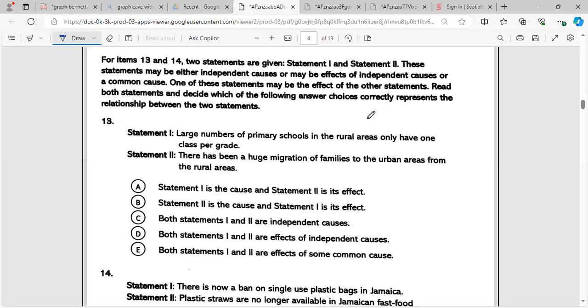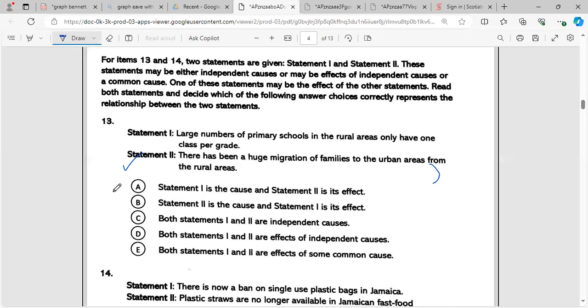You're correct. Guys, think about it. I agree. The reason why they only have one class is because they don't have enough students, right? And the reason they don't have enough students is because the families have gone to town. If you live in the country and a lot of families move to a town, you're going to have fewer children living in the country area, so you don't need more than one class per grade because you can hold them. So this one happens first, and then this is the effect.